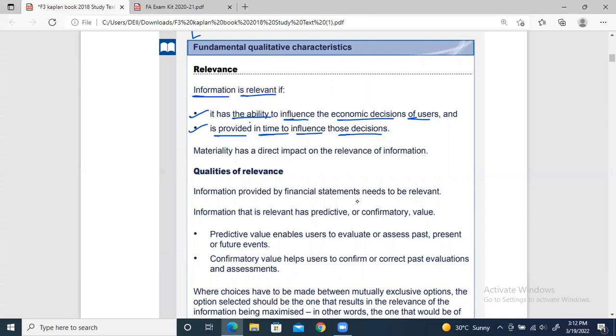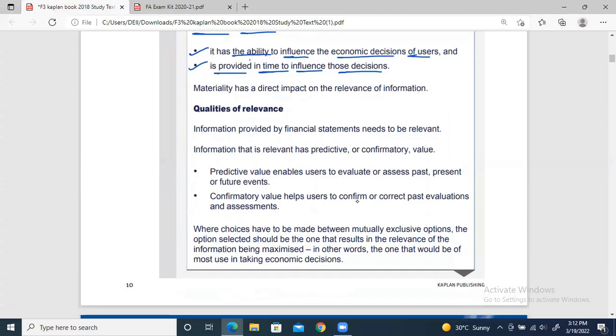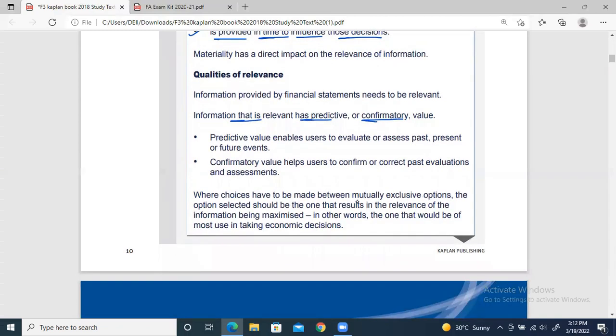Now qualities of relevance, you can see. Information that is relevant has predictive or confirmatory value. This is just for reading; I don't think it has ever come in the exam. Predictive value enables users to evaluate or assess past, present, or future events, so we are just predicting the future. And the second one is confirmatory value, which helps users to confirm or correct past evaluations and assessments. So these are both qualities of relevance.